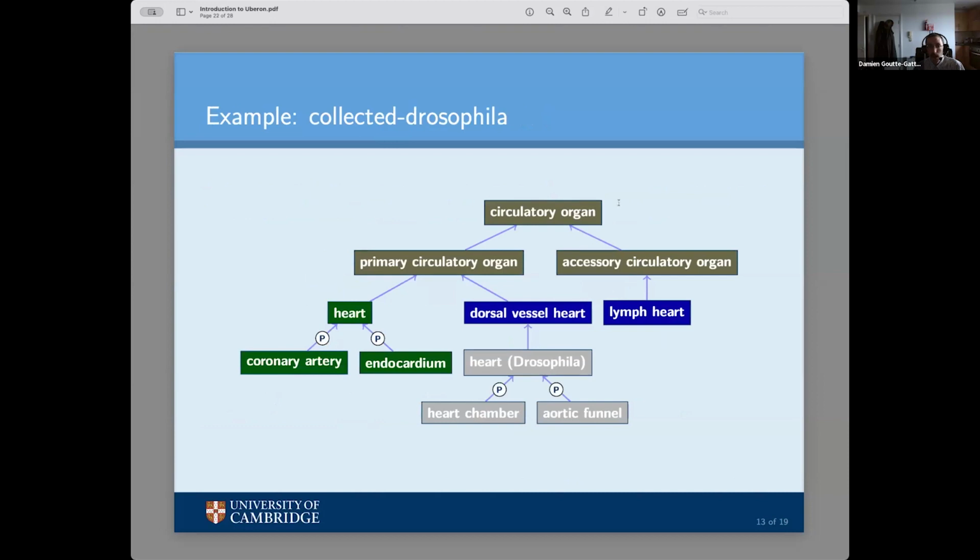So here, if we again go back to our running example of the circulatory organ hierarchy, in collected Drosophila, when you merge Uberon, CL, and FBBT along with the Uberon to FBBT bridge, you end up with this excerpt here, in which terms from FBBT, such as the term representing the heart in Drosophila and the terms representing precise parts of the Drosophila heart, are attached to the placeholder terms representing the dorsal vessel heart in all arthropods. So that's the collected ontologies.